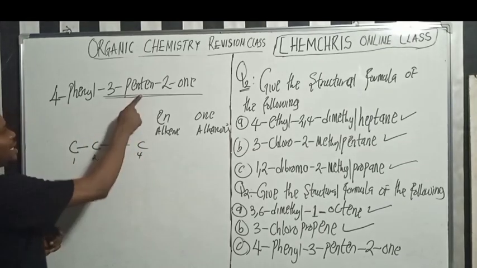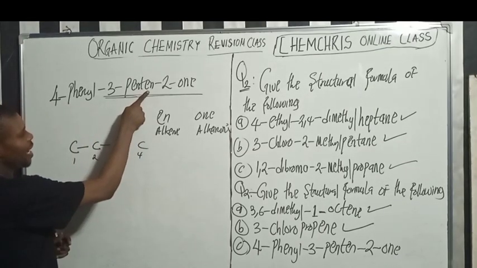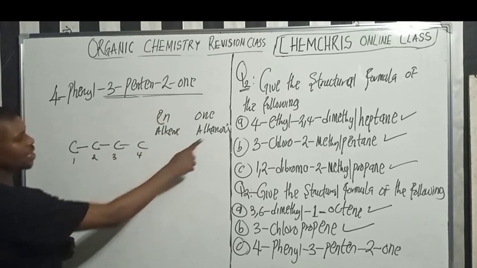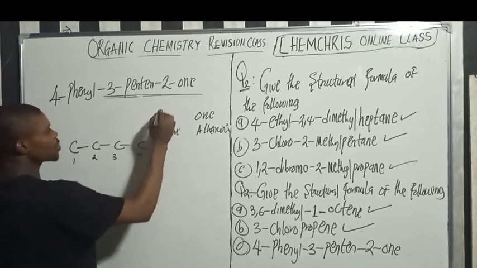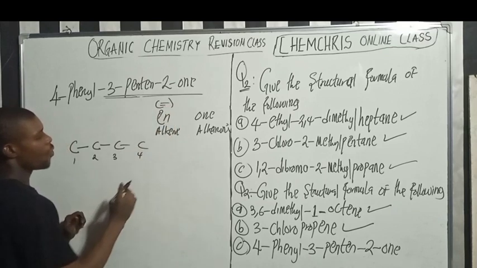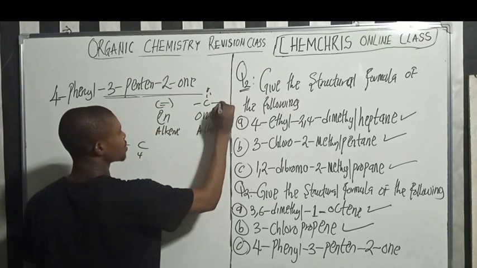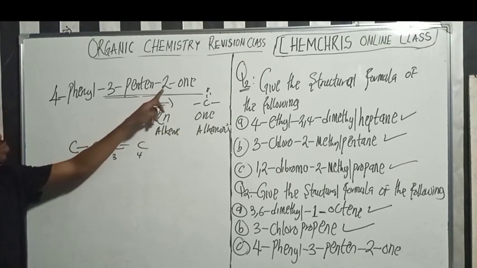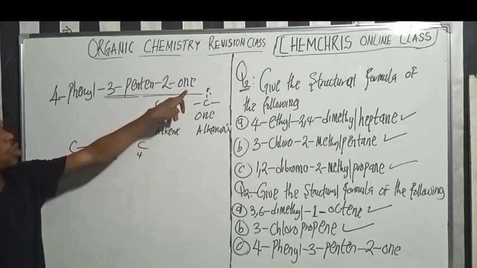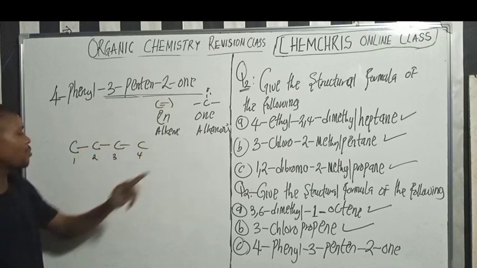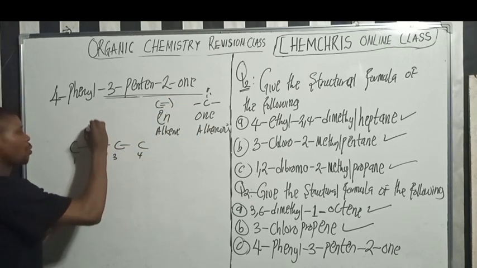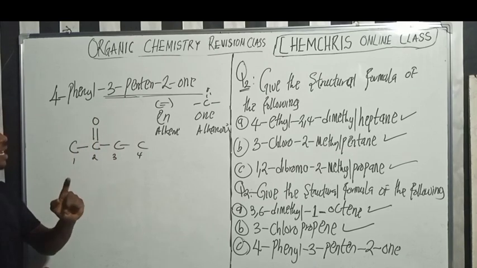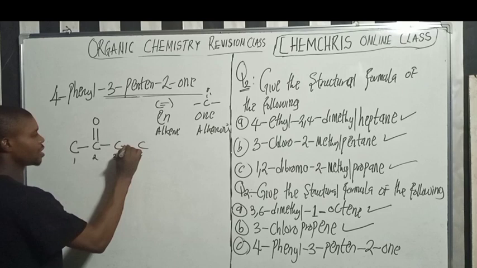So we have "en", right? It is an alkene. Our "one" is what? It is an alkanone. This one is a double bond, right? "En". Why is this one like this? That is a carbonyl, because they say "one". That is 2-one. That is the alkanone at number 2. So you have a double bond here. At number 3 I have a double bond. So here we have this double bond here.